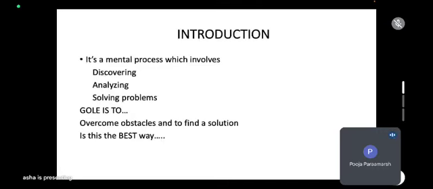When we talk about a problem, it is a mental process which involves discovering and analyzing, and with that we get into solving the problem. It also requires goals. What are the goals? Its goal is to overcome obstacles and to find a solution. That is what we call a problem, and that is what we call solving a problem. Is this the best way according to you?